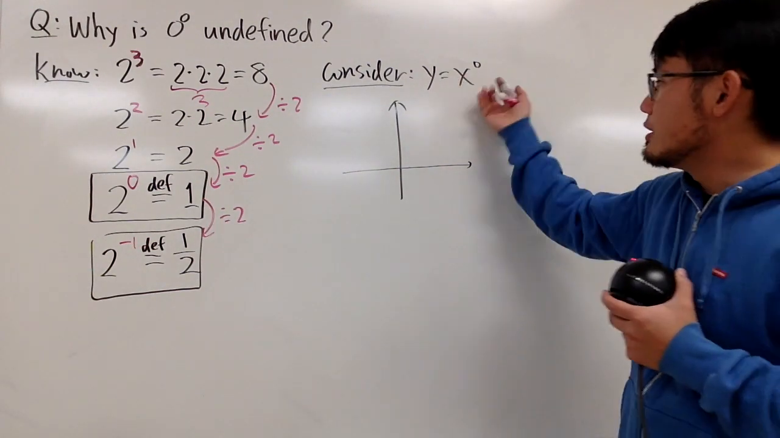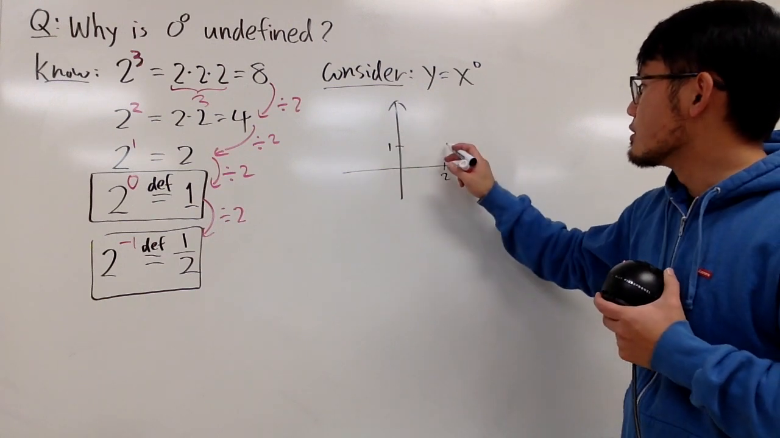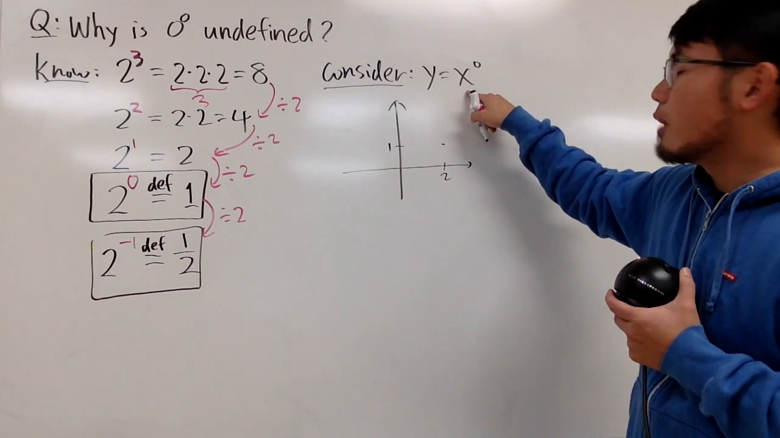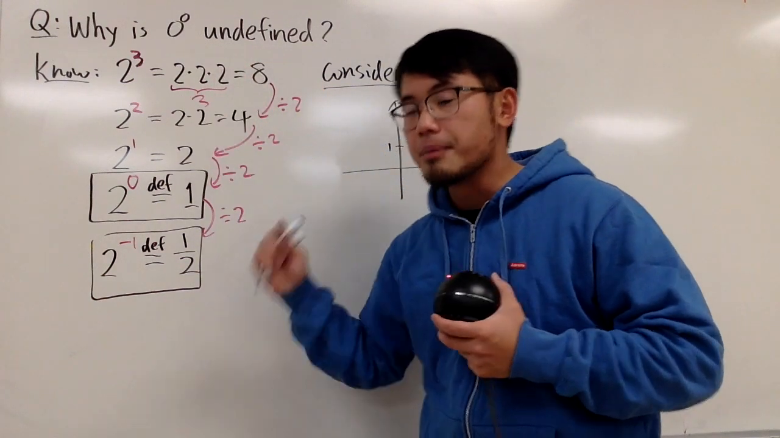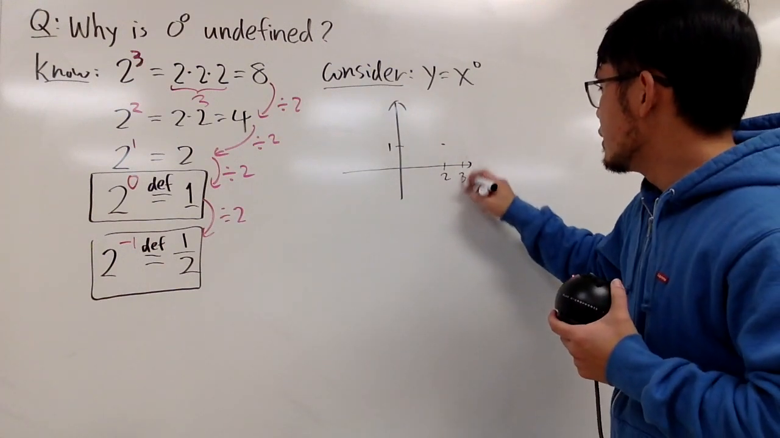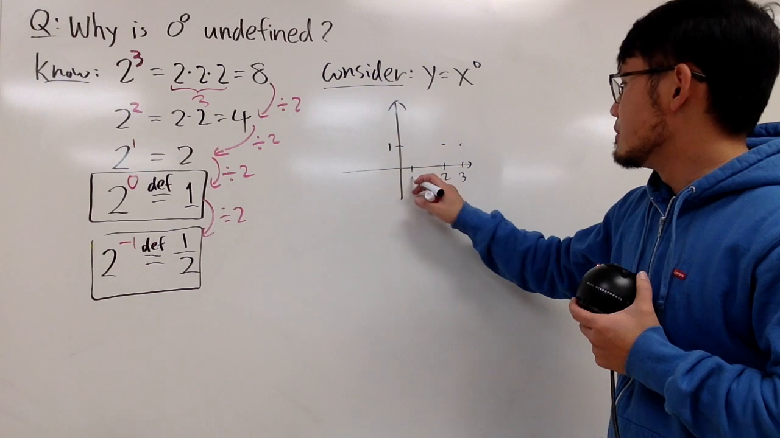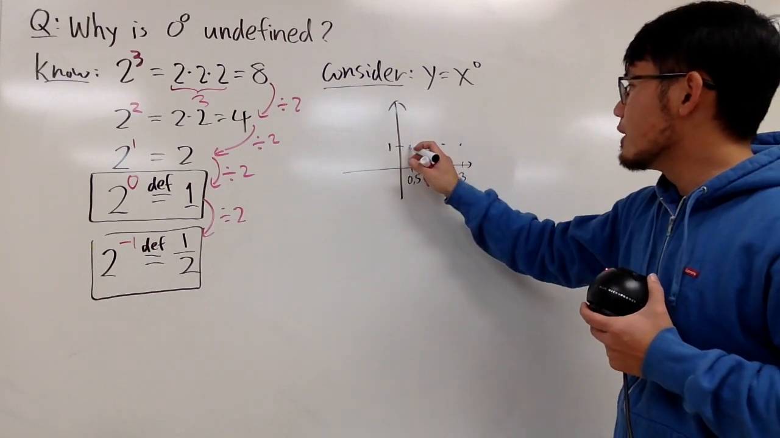So that means for this equation, if x is 2 right here, the y value should be 1. So we have this point here. That's nice. And similarly, if you have 3 right here, of course, 3 to the 0th power should be 1 as well. You can follow the similar thing. So we can also have 3 here and then 1. And likewise, we can put down, let's say, 0.5 and then to the 0th power, that should give us 1 as well.